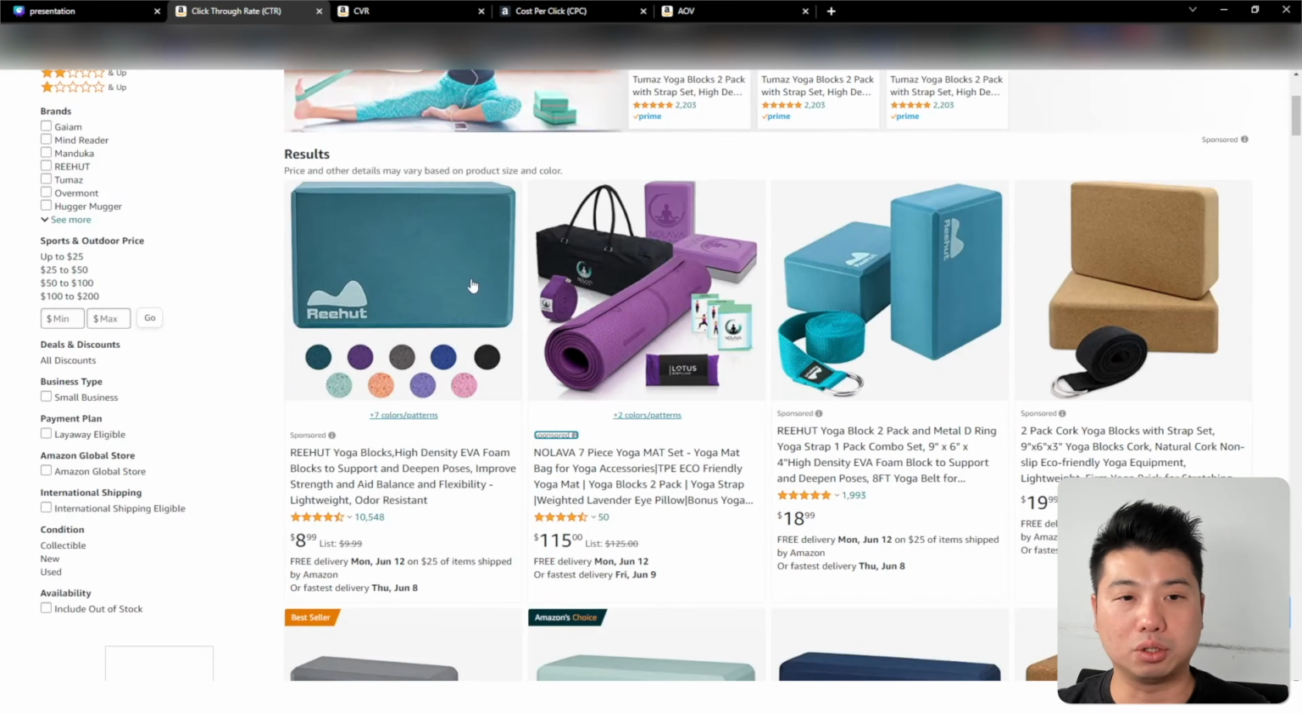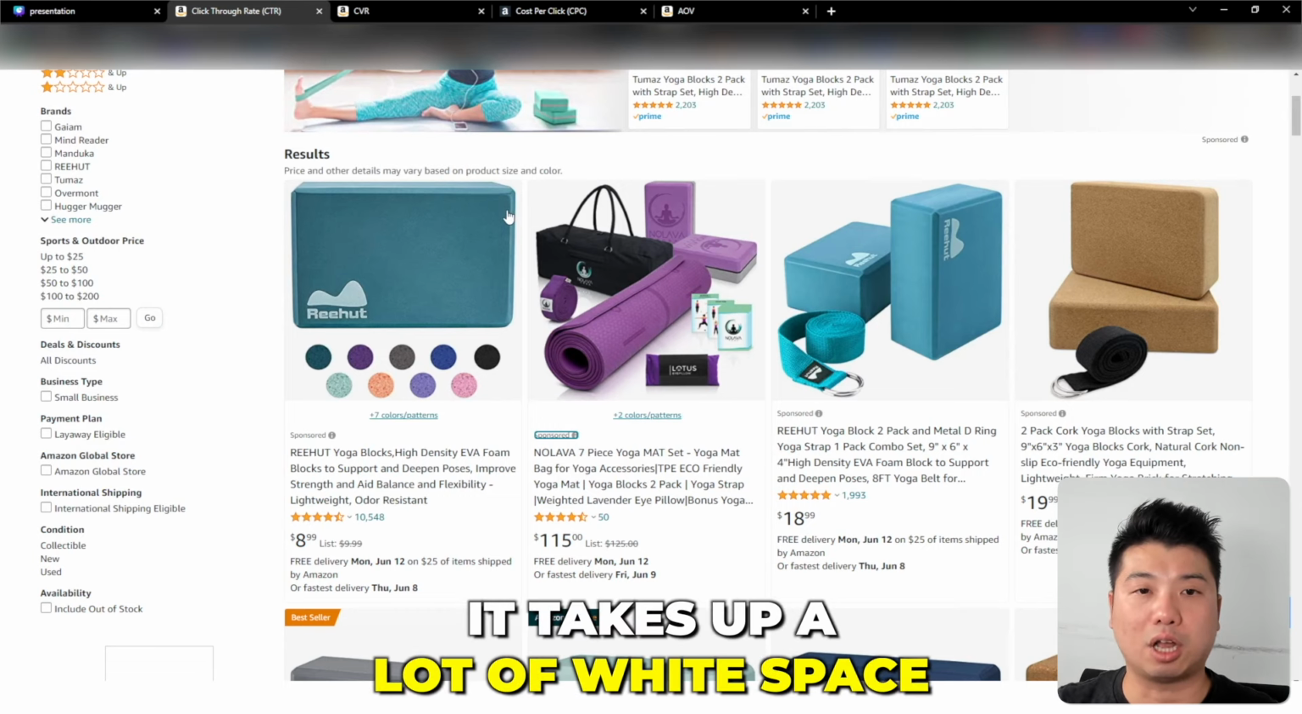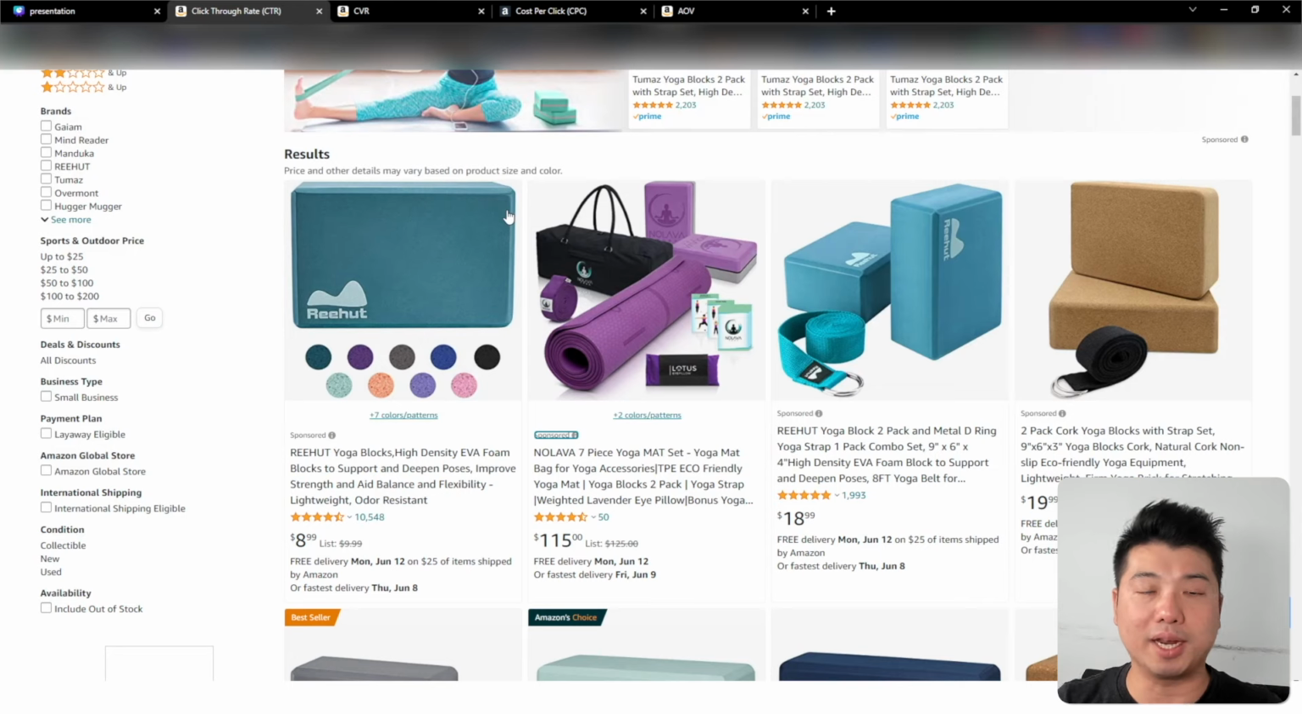For example, I do like this particular image right here. It's very clear what it is. It's very large. It takes up a lot of white space and is as big as it could be if I were scrolling on mobile. And it tells me also the variation as well, which is pretty cool.